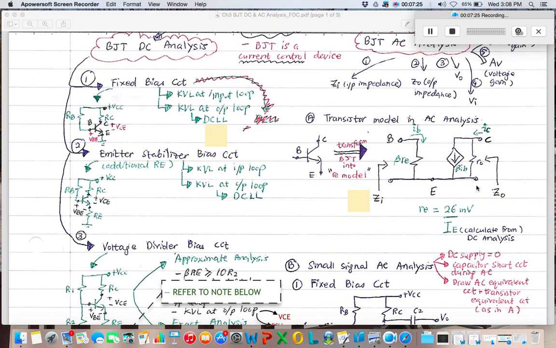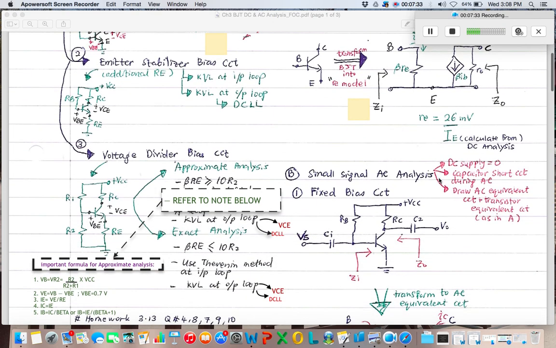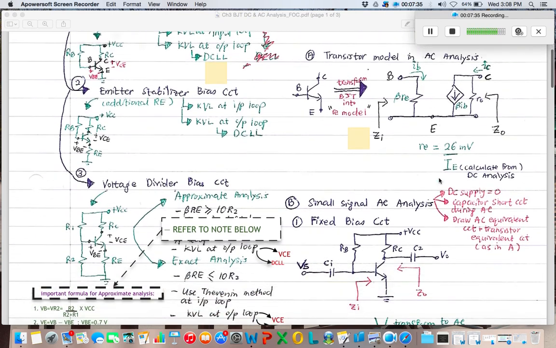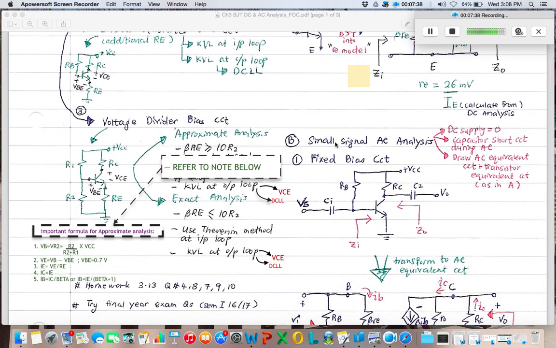Okay, so this is the basic BJT RE model that you need to transform first. From there, only then can we start our small signal AC analysis. In small signal AC analysis, there are several rules of thumb that you need to remember. The first one is you have to assume that the DC supply in the BJT DC analysis that I have explained just now must be equal to 0.